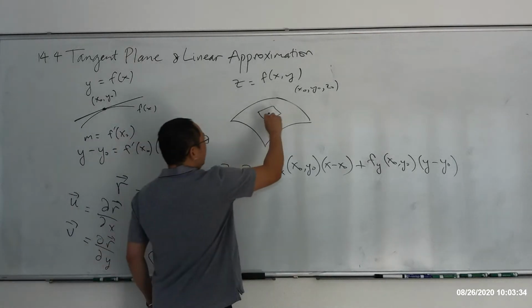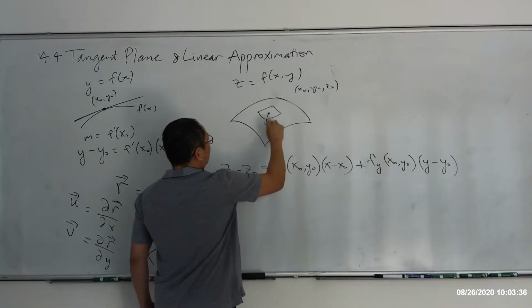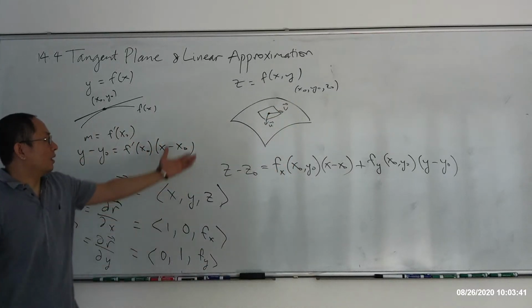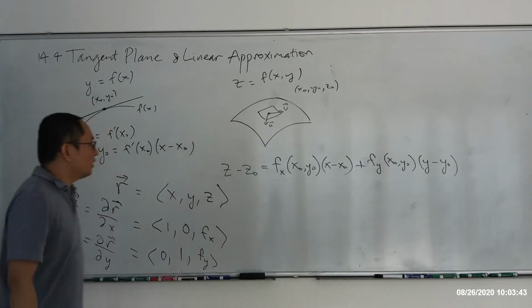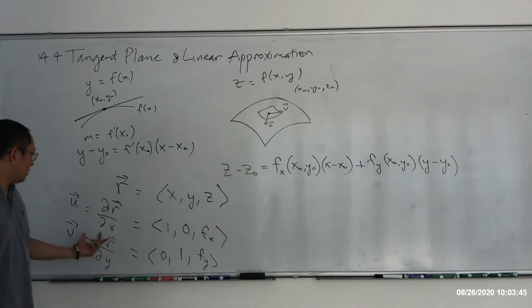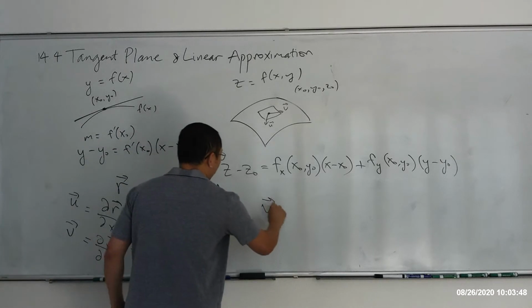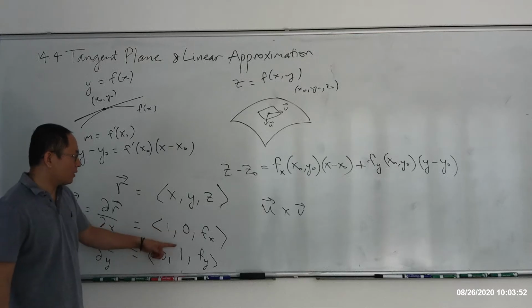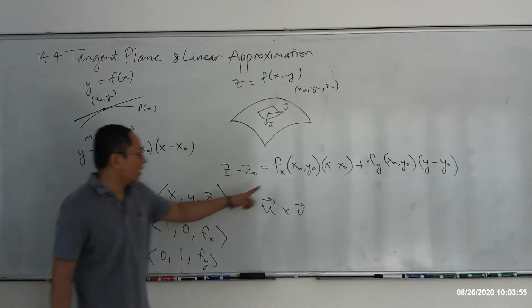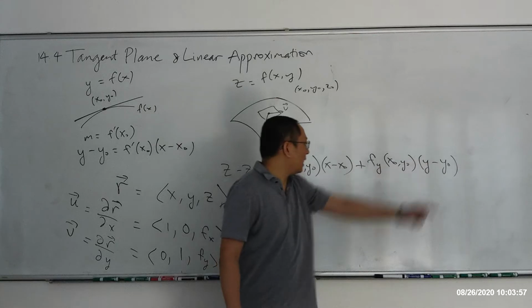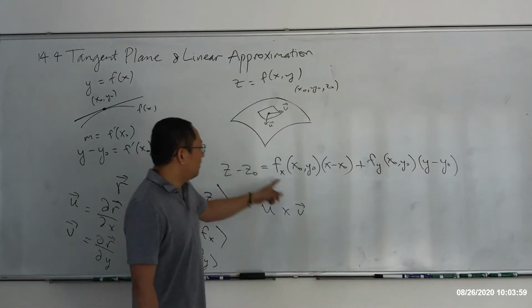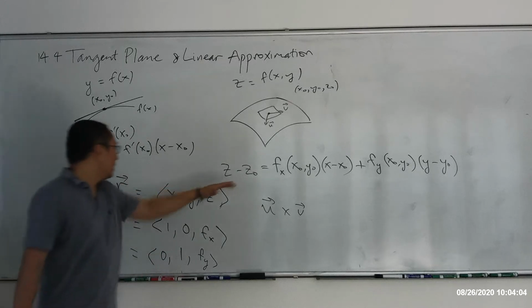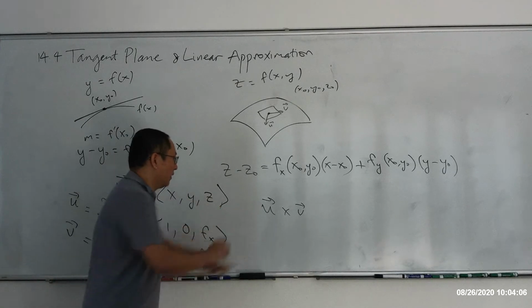Okay, so x direction, this is vector u. Y direction, this is vector v. And you know what? When you have two tangent vectors, you take the cross product of the two vectors. You take u cross v, or v cross u, doesn't matter. Okay? And we learned how to do cross product already. You see something like fx, fy, negative 1, or negative fx, negative fy, and 1. Either way, you cross those two and you have the normal vector.